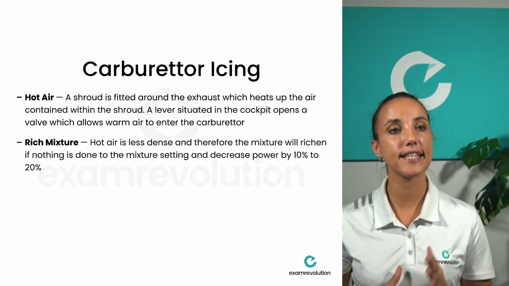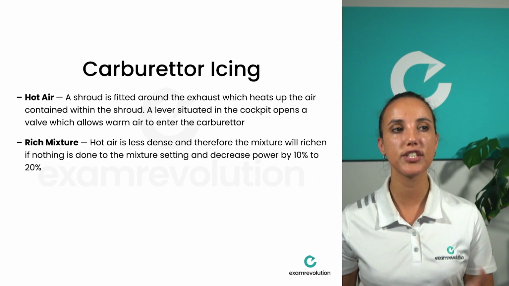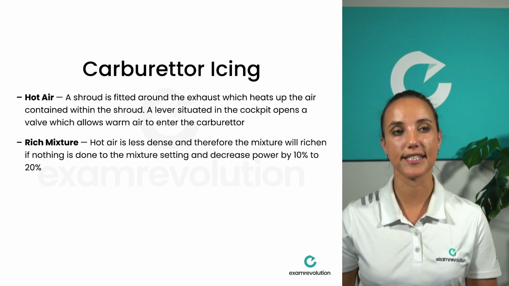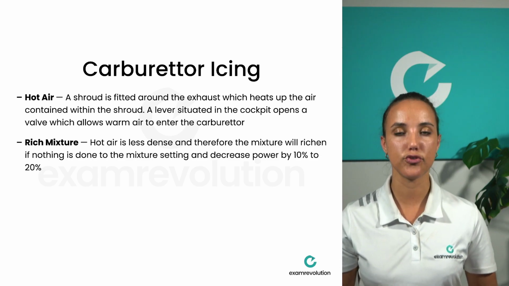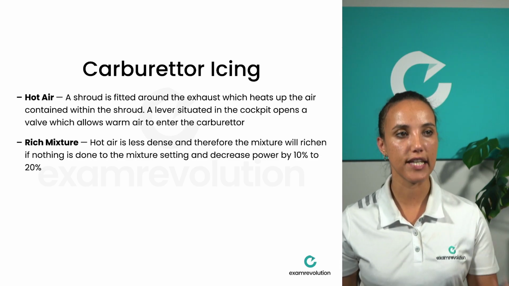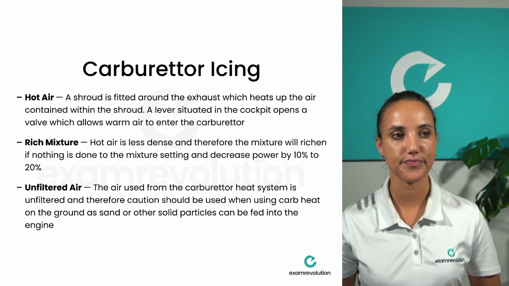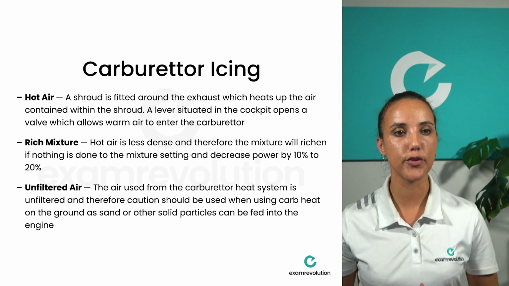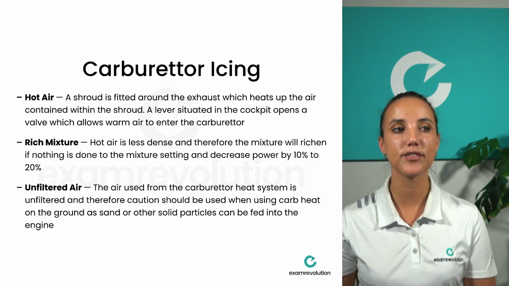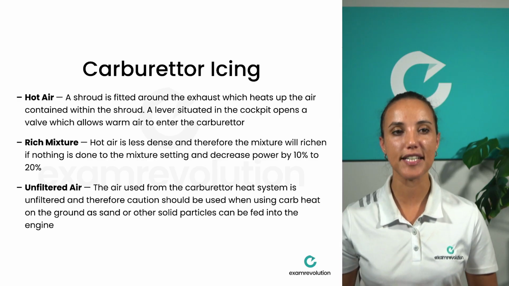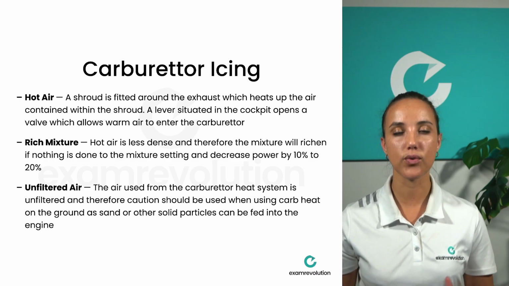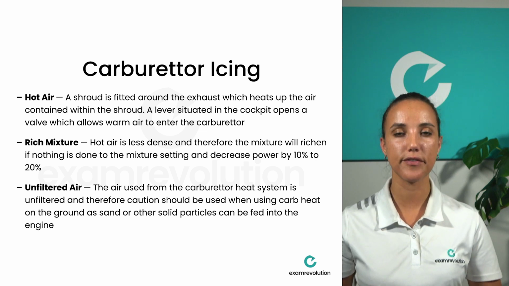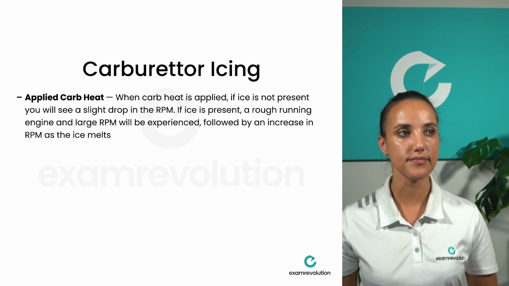Now, hot air is less dense, and therefore the mixture will richen if nothing is done to the mixture setting, and it decreases the power by 10% to 20% because of that hot and less dense air. Now, the air being used from the carburetor heat system is unfiltered, and therefore caution must be used when using carburetor heat on the ground, as sand or other solid particles can be fed into the engine.